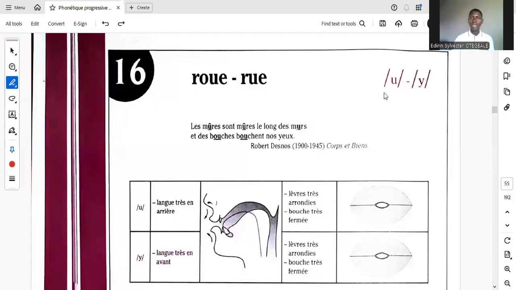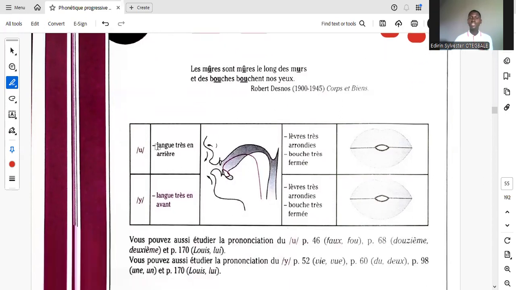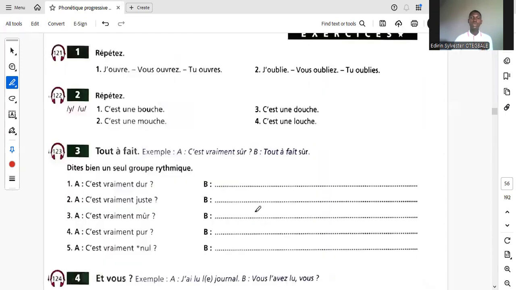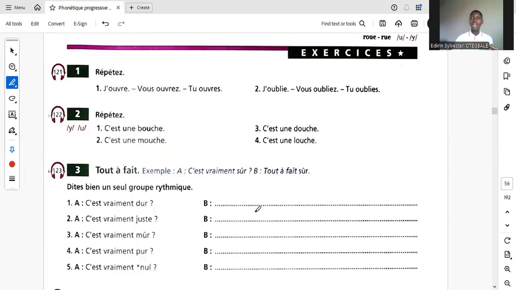So now that you have the screen, we have been looking at the phoneme OU and U. These are the two phonemes. We have roux, we have rue. We have les murs sont mûrs le long des murs et des bouches. Now, for this phoneme, we have already seen their classification and the examples. Let's go straight now to listen to the recording and see how OU and U differ in conversation as we listen to the recording in front of us. I want you to pay keen attention to both of them. It's very important to both sounds, and let's see how it works out.